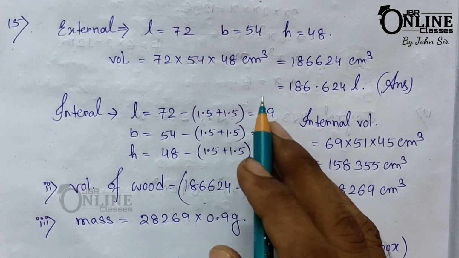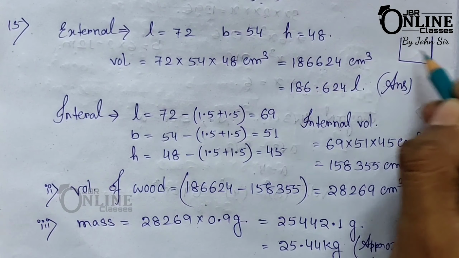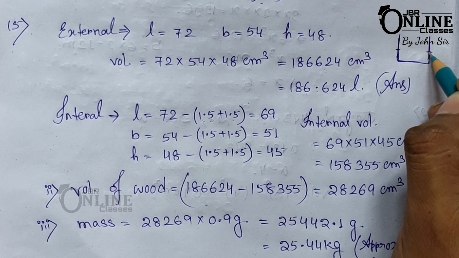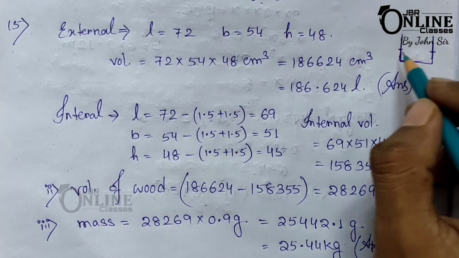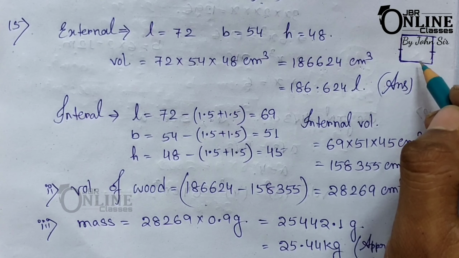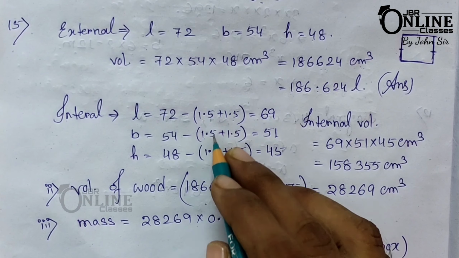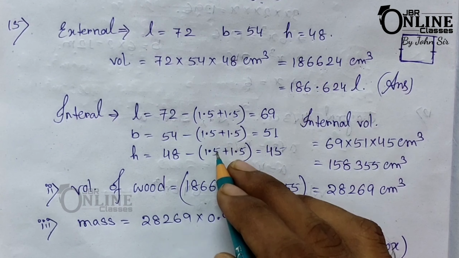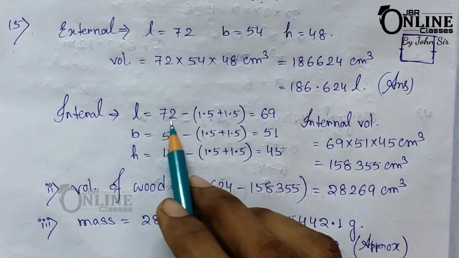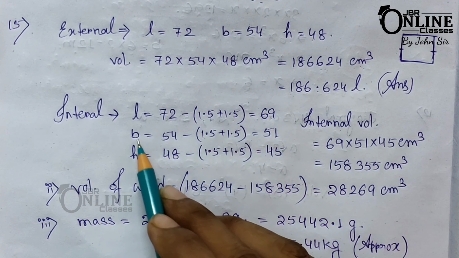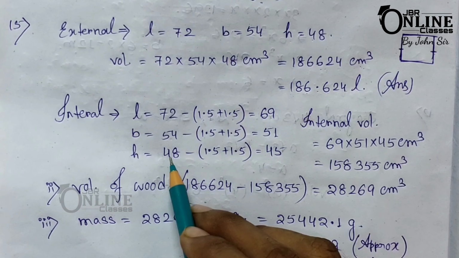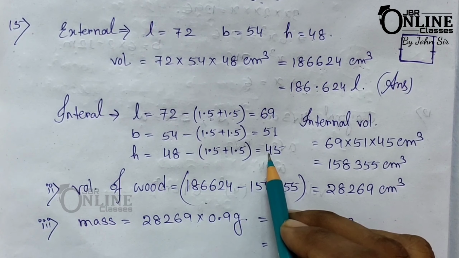As it is a box, the length here has 1.5 thickness, and here also 1.5 thickness. That's why you have to subtract 1.5 2 times. In breadth also, and height also, in each and every case you have to subtract 1.5 2 times. So here length equals 72 minus 3, 69, breadth equals 54 minus 3, 51, and height equals 48 minus 3, that is 45.